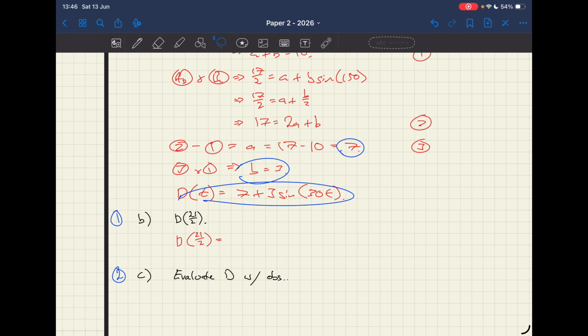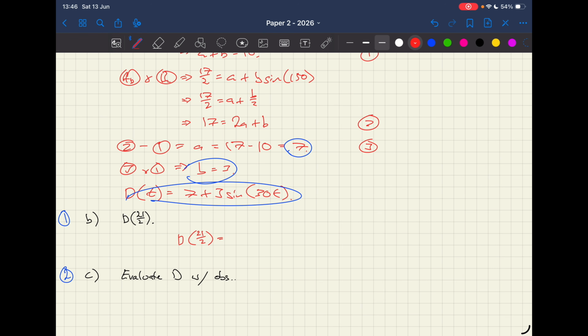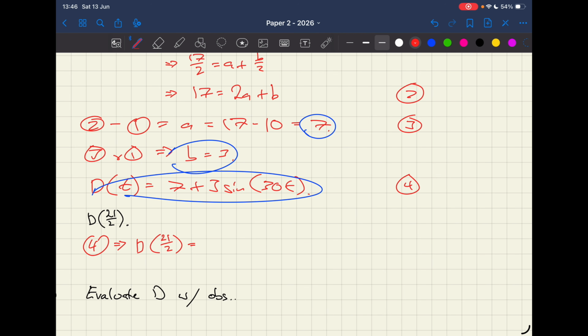We first of all do need that fact, the definition above, don't we? So let's call that fact number 4. What is that going to tell us? Well, we're just going to take that value, plug it in. So 7 plus 3 lots of sine of 10.5 times by 30, which is 315. Yep, 315.